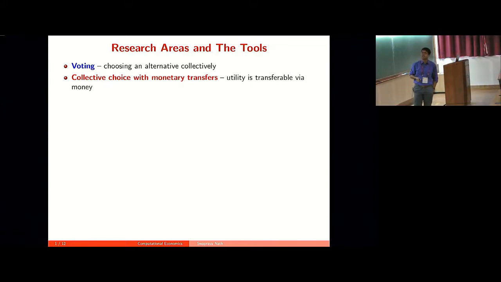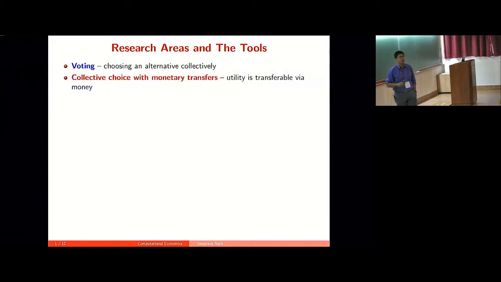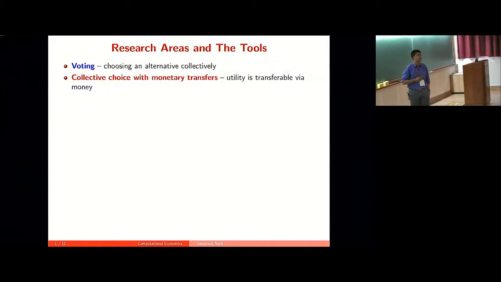So there is a bunch of literature where you take this collective decision making, but you also have the choice of transferring utilities. The way you transfer utilities across agents is by money, and that's the collective choice with monetary transfers. We'll be talking about that as well.